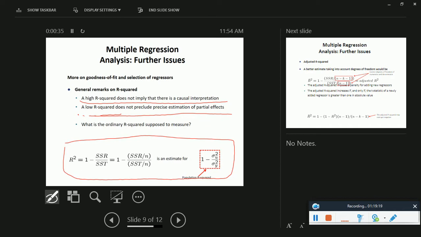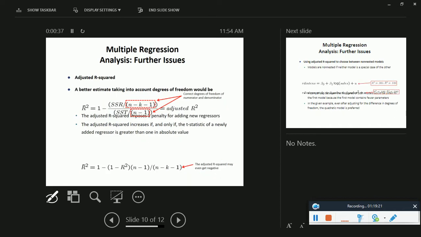And a new thing that pops up is the adjusted R square. On the numerator there is n minus k minus 1, and on the denominator is n minus k. So adjusted R square imposes a penalty for adding new regressors.